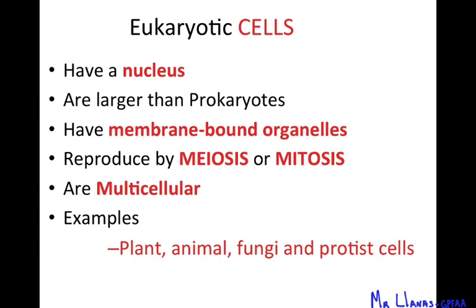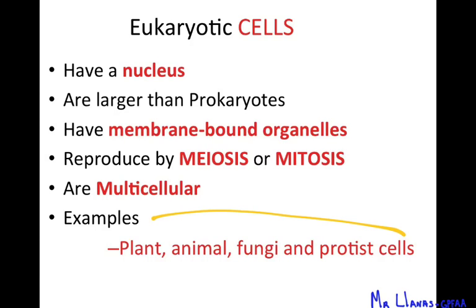All right, so prokaryotes, no nucleus. Then we move on to eukaryotic cells. They do have a nucleus. Okay, they're way larger than prokaryotes, like I showed you in the previous slide. And they have organelles. Organelles like chloroplasts, mitochondria, lysosomes. And we'll talk about those in another video. But they have organelles. They reproduce through meiosis and mitosis, not binary fission. Okay, they are multicellular, meaning they have more than one cell.